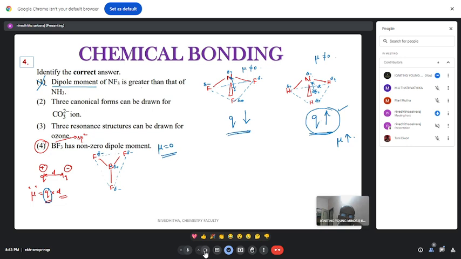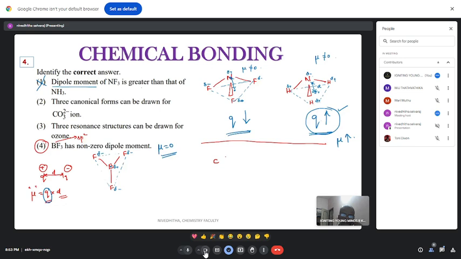They are talking about resonating structures. The second statement is: three canonical forms can be drawn for CO3 2 minus ion. Is that right? Which is the central atom in carbonate ion? Carbon. Carbon is connected with three oxygen atoms, right?